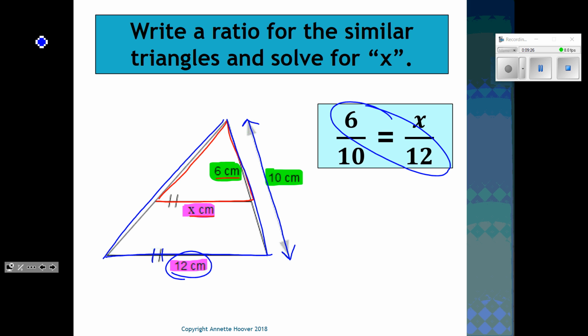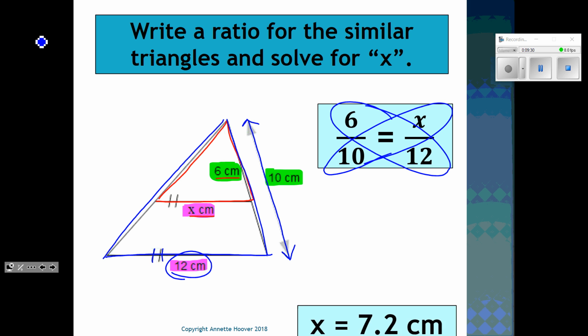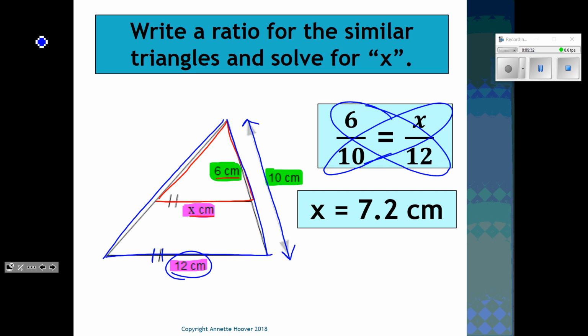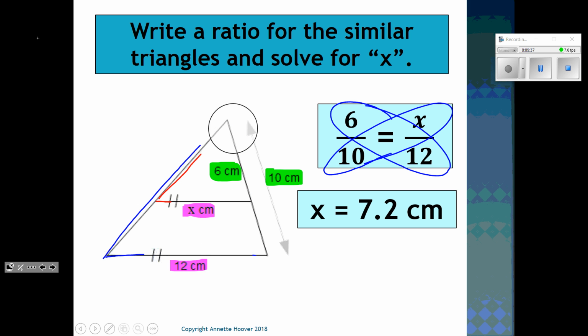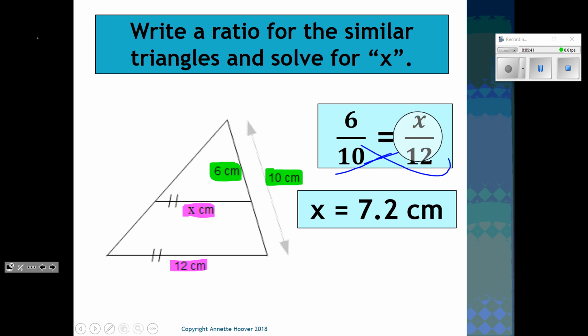Then we do our butterfly wings. 12 times 6 equals 10x, and that one's going to be 7 2/10. So we're doing the proportions just like we've been practicing. We just have to set them up to find the missing side of similar figures.